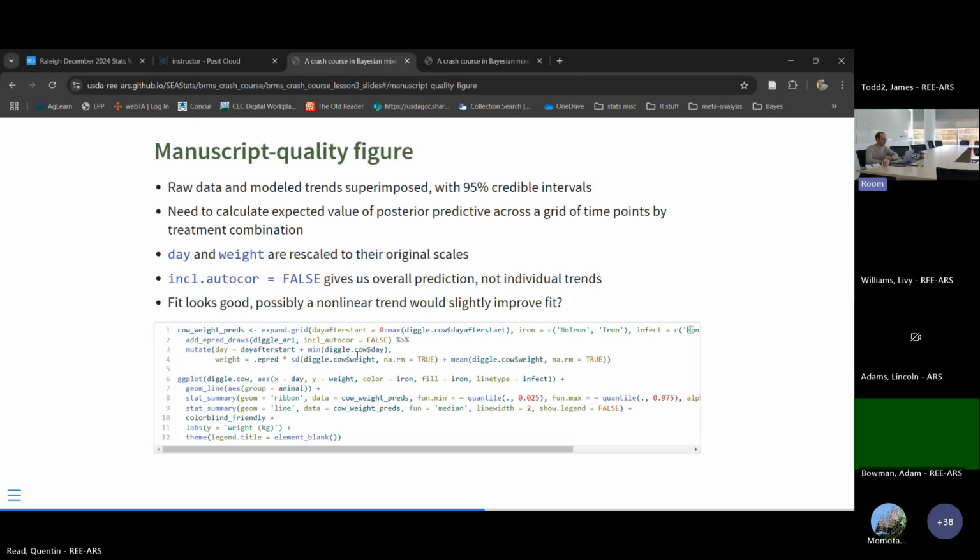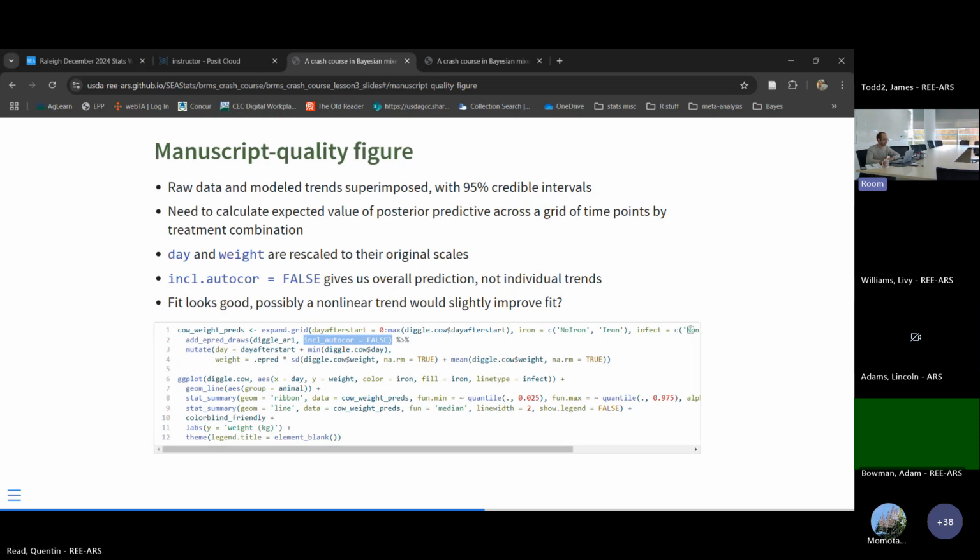Within there, I had to back transform the scaled weight value back to kilogram units by multiplying by the standard deviation again and adding the mean. So that's undoing that Z transformation we did. I also did not include the autocorrelation within cows in the model predictions. We just want the overall average prediction for a treatment combination, not accounting for the variation within each cow, at least just for the figure.